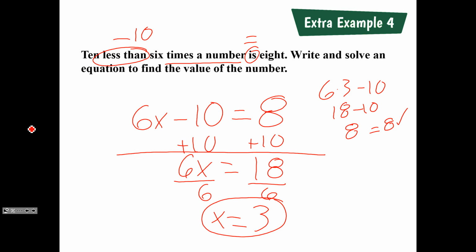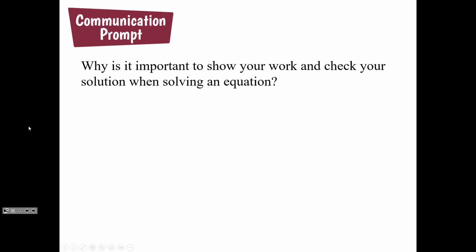Okay, this is just the last little bit. So why is it important to show your work and check your solution when solving equations? Gio? Yeah, just to make sure your answer is correct with checking it. And then you want to show all your work, because if your answer is not correct, and when we check it and it's not equal on both sides, if you show all your work, you can see where you went wrong, okay?